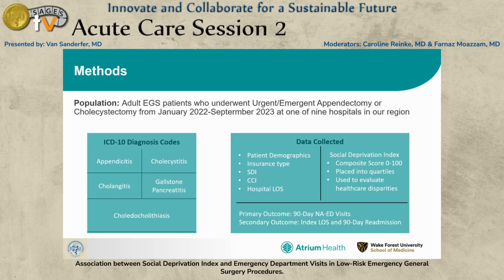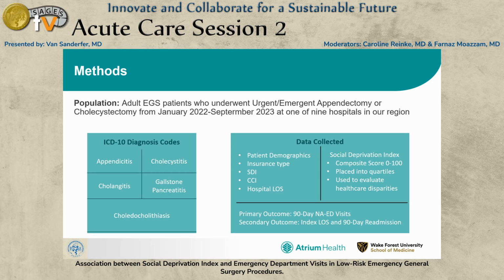So we collected adult EGS patients who underwent emergent or urgent appendectomy or cholecystectomy from January of 2022 to September of 2023 at one of our 9 hospitals within our region. Patients had at least one of the ICD-10 codes listed to the left. We collected patient data and demographics, including insurance type, Charlson Comorbidity Index, and ASA score. For their social deprivation index, these patients had composite scores and were placed into quartiles to evaluate healthcare disparities.